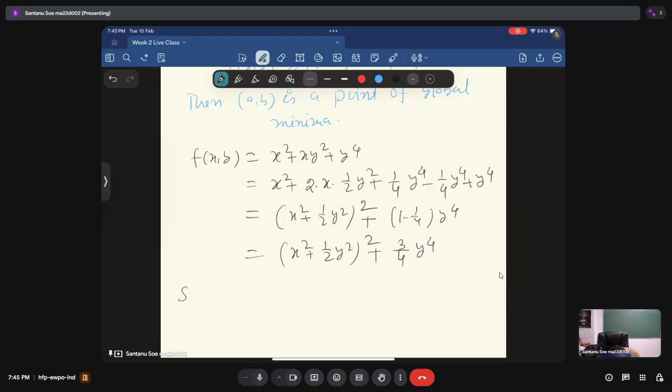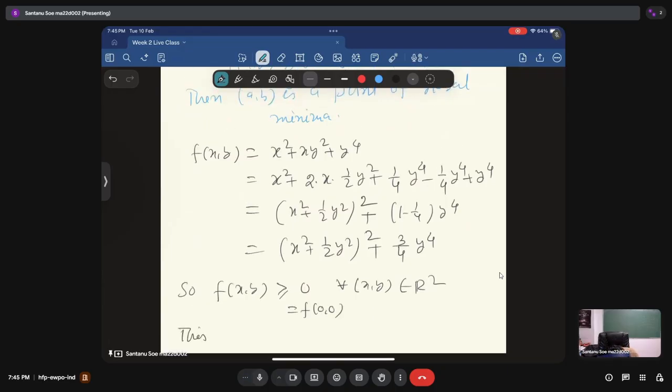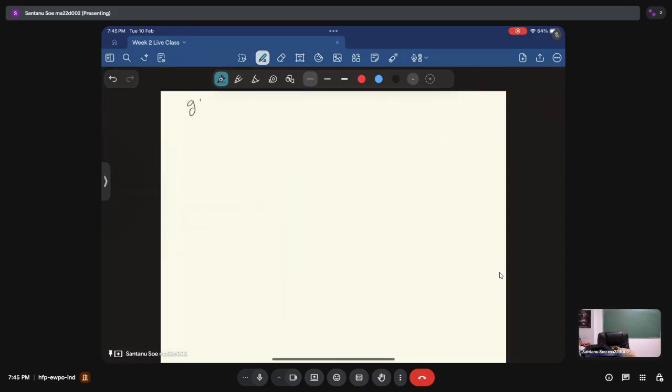So that means f(x,y) will be greater than or equal to 0 for every x and y in R2. And 0 is nothing but our f(0,0). This will imply that (0,0) is a point of global minima. Okay, so I hope this is clear, and if it's not clear, then please go through the video again.